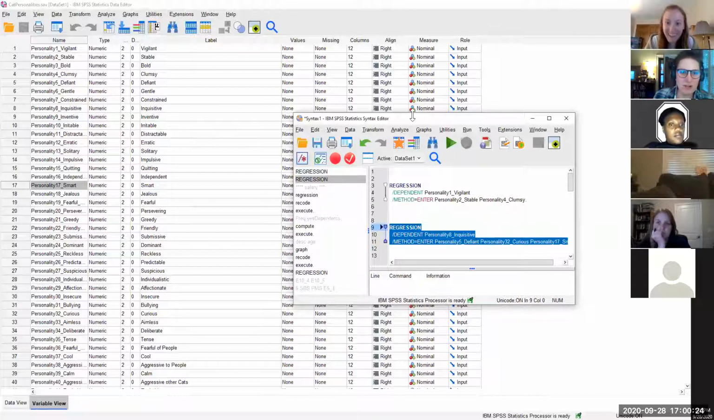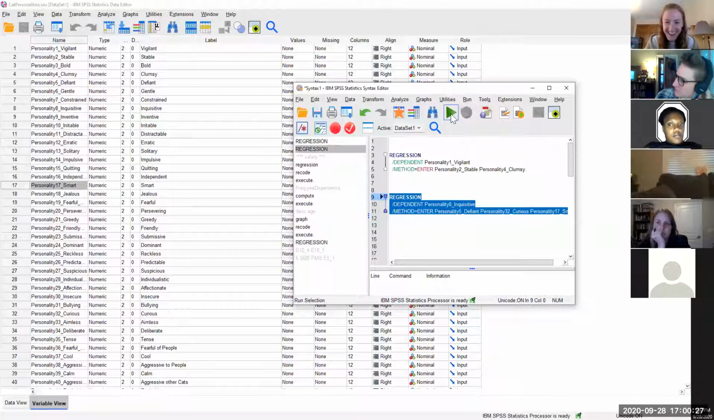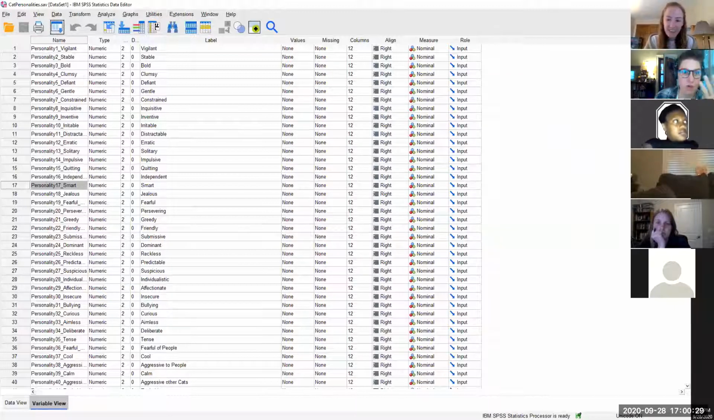Okay, so we're gonna run this analysis and see what we get. So we have 3 predictors. This is a multiple regression with 3 predictors.